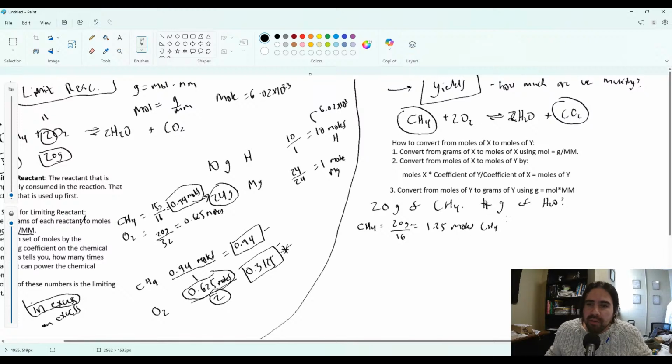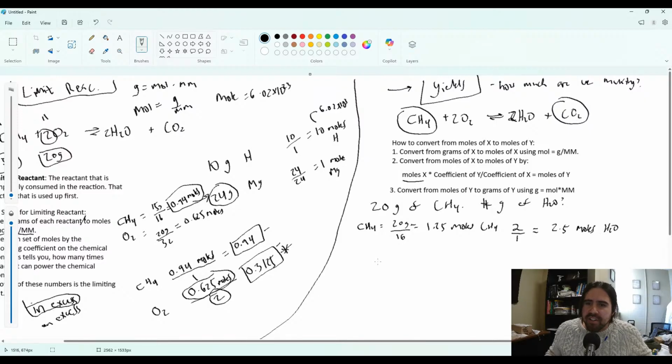Okay, so 1.25 moles of CH4. In order to go to moles of H2O, I use the coefficients. So I take the moles of X, which is CH4, and I multiply by the coefficient of Y, what I want to turn it into, divided by the coefficient of X, which is where I'm coming from. The coefficient for H2O is 2, so the top is 2. The coefficient for CH4 is 1, so the bottom is 1. And that will turn it into moles of Y. So if I multiply this out, I'll end up with 2.5 moles of H2O.